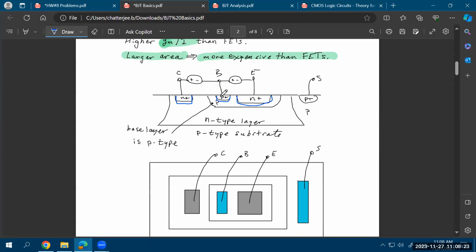So what NPN BJTs have is an N plus region, a very small P plus region, and then again a large N plus region. It's important that this middle region is very small. These are called the collector, base, and emitter. So the names of these three terminals are collector, base, and emitter. Again, the emitter is very similar to the source of a MOSFET. The job of the emitter is to emit the charge carriers.